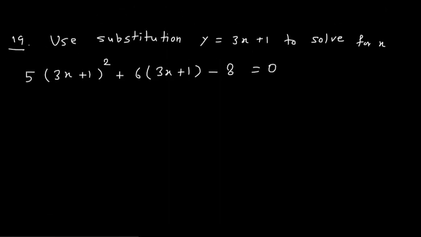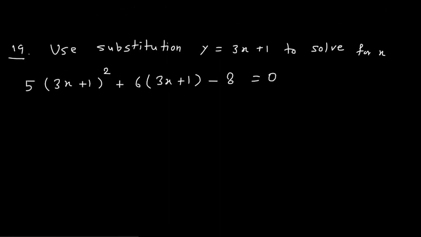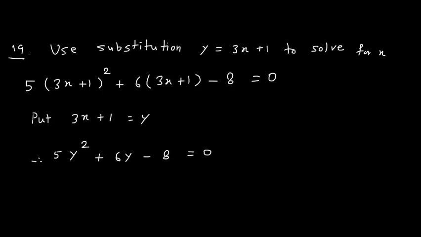Now here, 19th question is: use substitution y equals 3x plus 1 to solve for x. In this problem we will substitute, put 3x plus 1 equals y. Therefore we get 5y square plus 6y minus 8 equals 0. Now 8 times 5 is 40, so we have to take two factors of minus 40. Their sum should be 6.